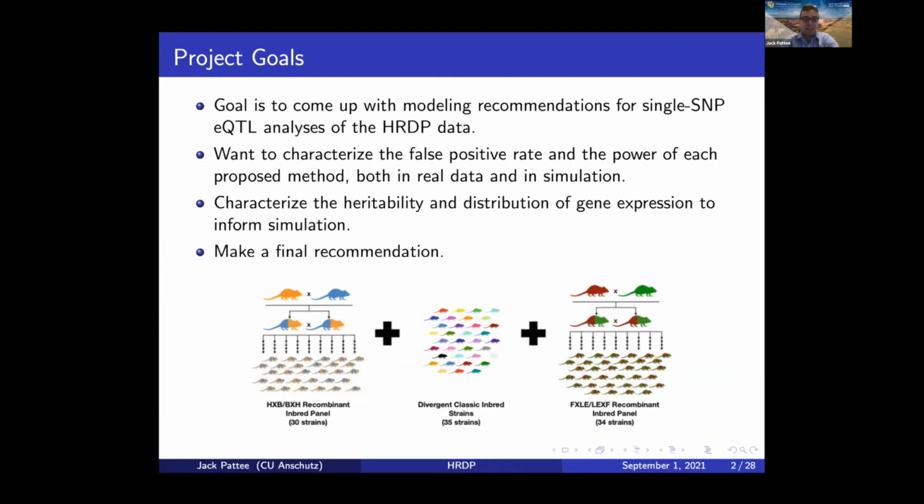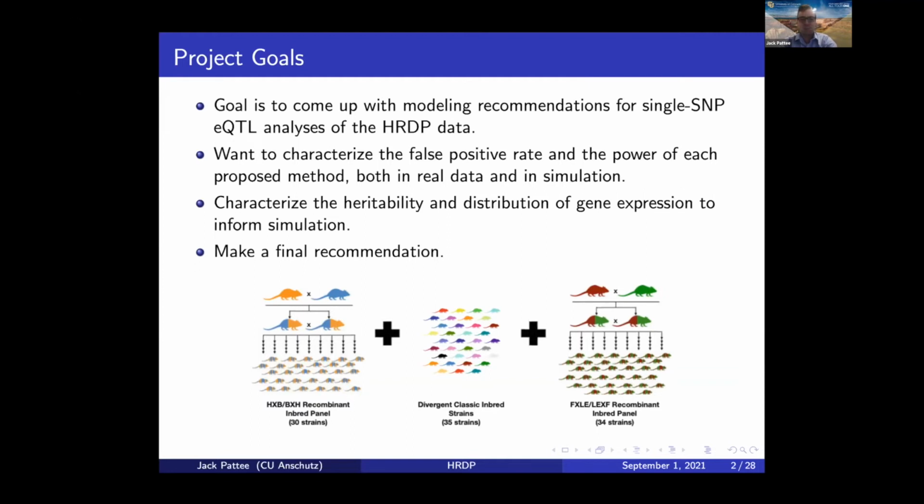Again, the goal is to eventually make a statistical modeling recommendation for how best to find single SNP associations with eQTL gene expression phenotypes in the HRDP. To do this, we want to characterize the false positive rate and the power of each of our candidate methods, both in real data and in simulation.